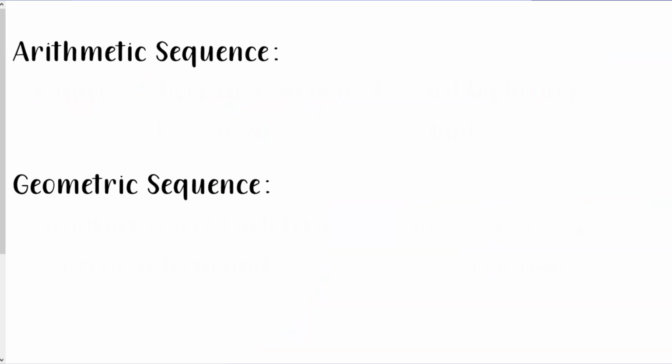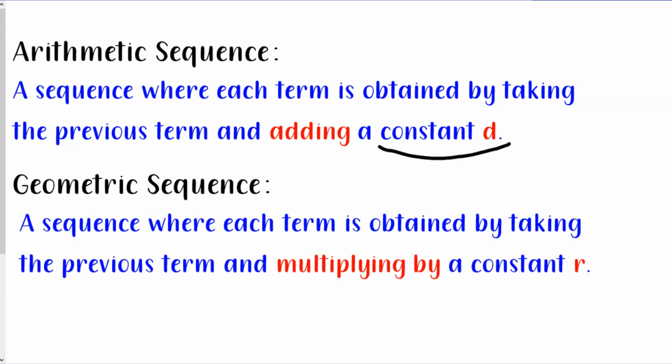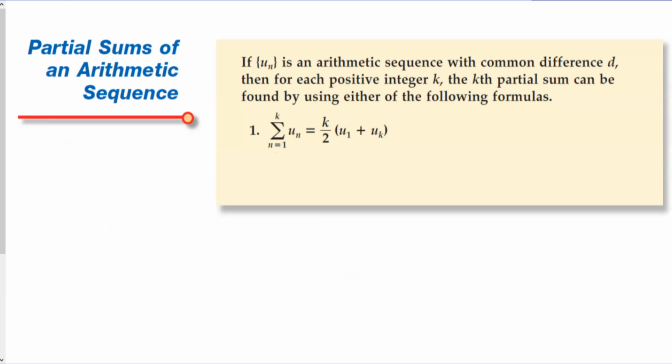Now remember that we've been looking at arithmetic and geometric sequences. An arithmetic sequence is one where each term is obtained by adding a constant to get the next term, and a geometric sequence is a sequence where you get the next term by multiplying by a constant r. Arithmetic, you're adding a constant difference. Geometric, you're multiplying by a constant ratio.